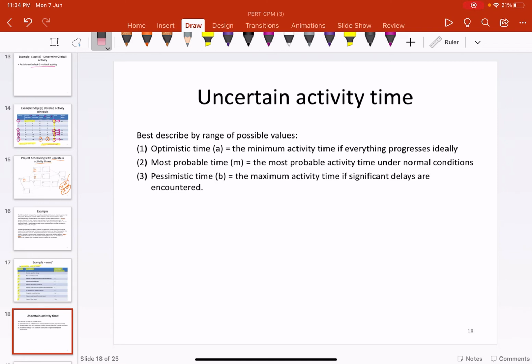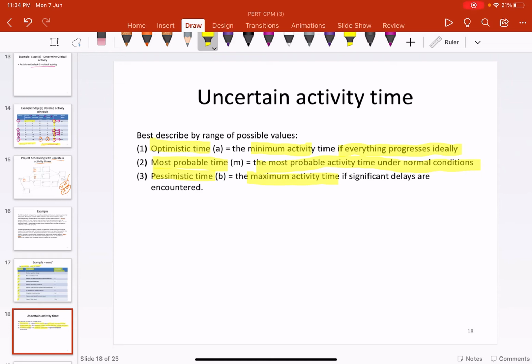Then, with uncertain activity times, it is best described by a range of possible values because it is uncertain. So normally the project will give you the optimistic time. Optimistic time is the minimum activity time if everything progresses ideally. So normally this is the least time. The most probable time is the most probable activity time under normal conditions. Then you also have pessimistic time, the maximum activity time if significant delays are encountered.